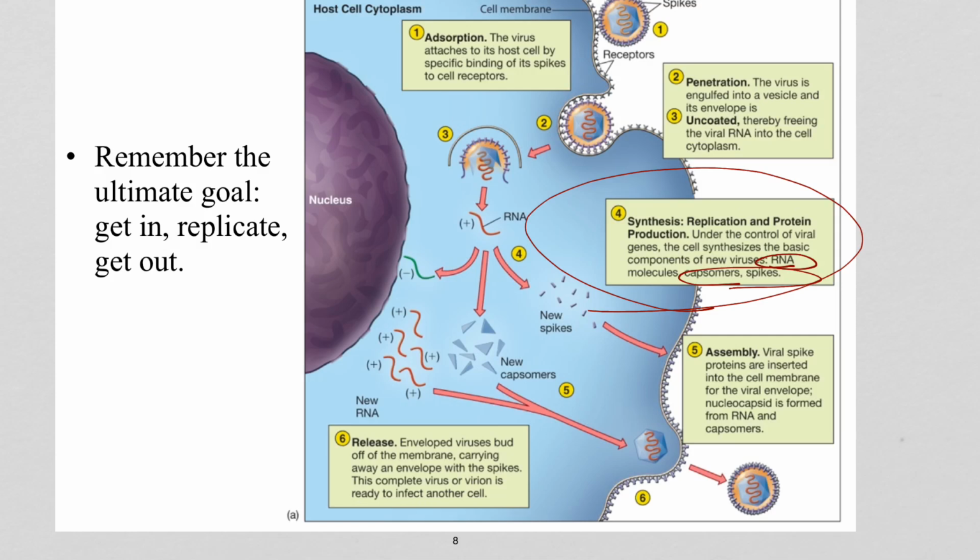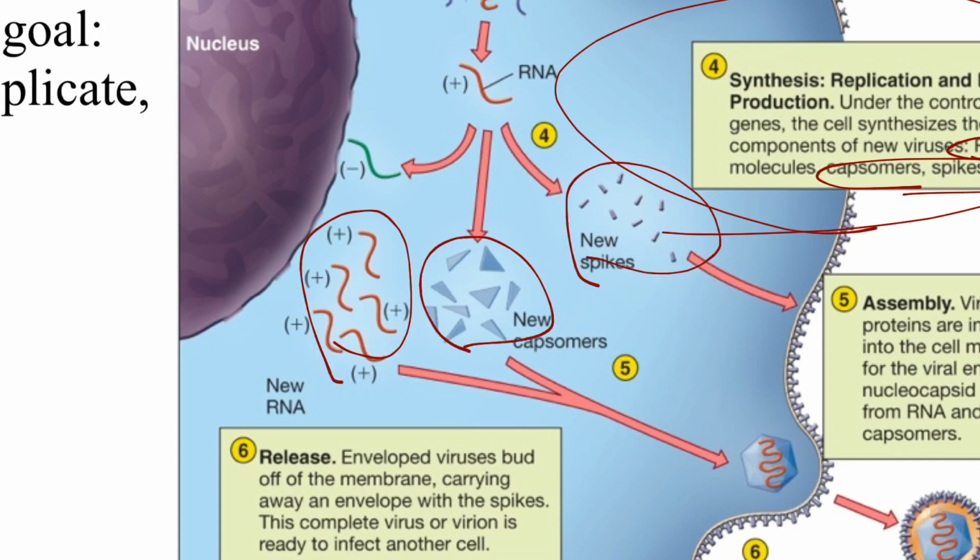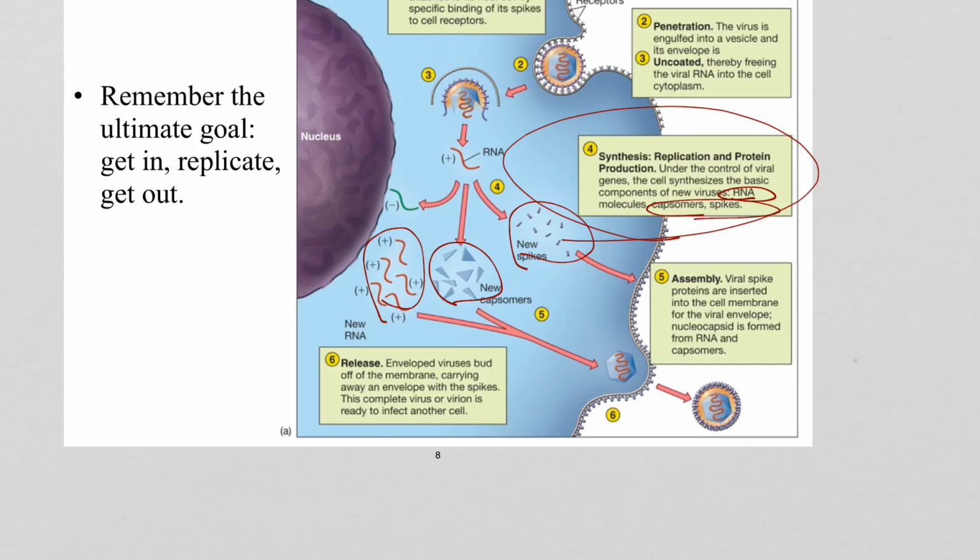Some viruses use the host cell's DNA polymerase. They always use the host's ribosomes because viruses don't code for ribosomes. And you'll start putting together these individual pieces. You've got some capsid proteins, some spikes, some new nucleic acids, and they've got to be packaged together.